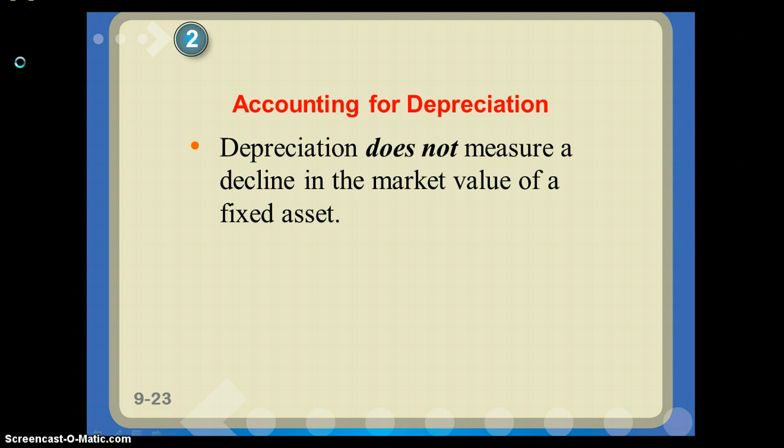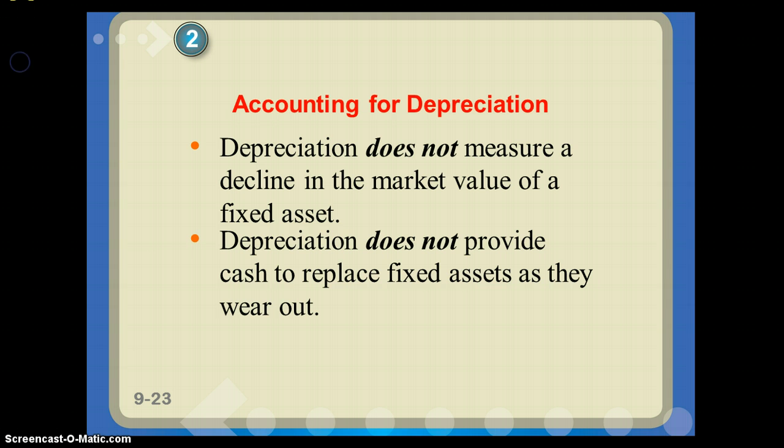Depreciation does not measure the decline in the market value of a fixed asset. So it really doesn't measure what you could sell it for, but it depreciates the value for you so that it does not have the value for you anymore. It does not provide cash to replace fixed assets as they wear out. Depreciation is a theoretical account. There's actually no cash changing hands, but we record it as a value on our books.